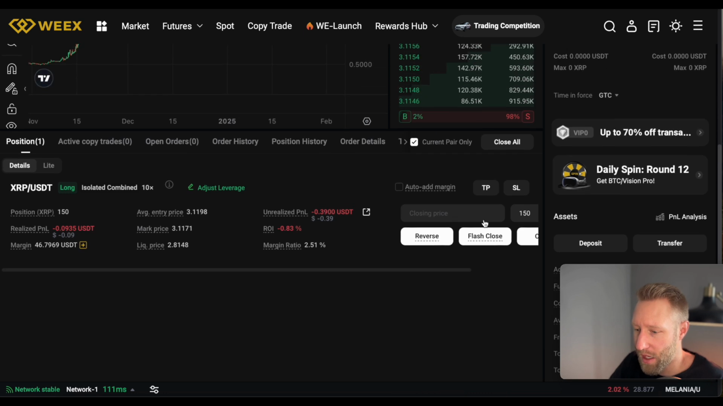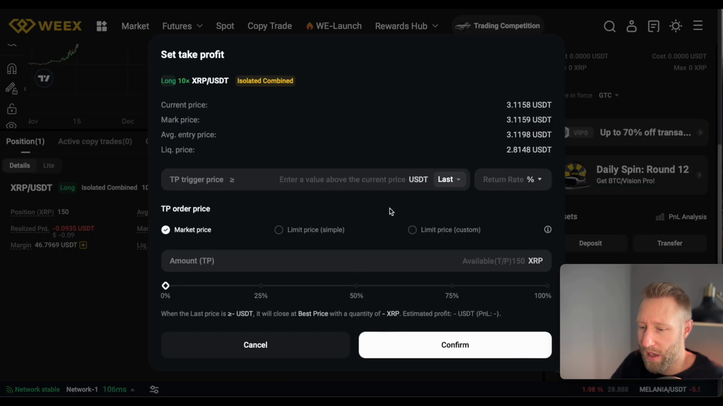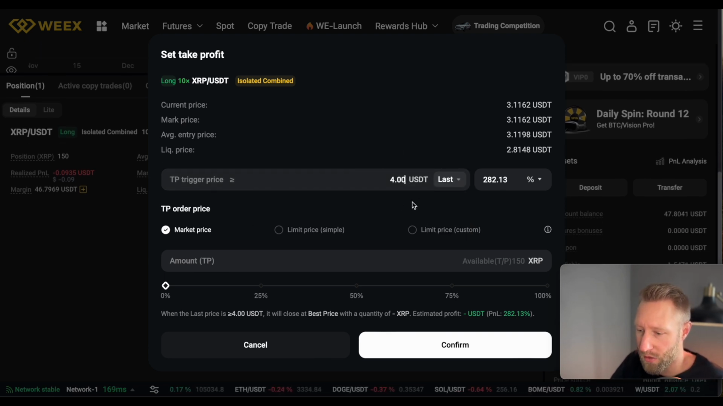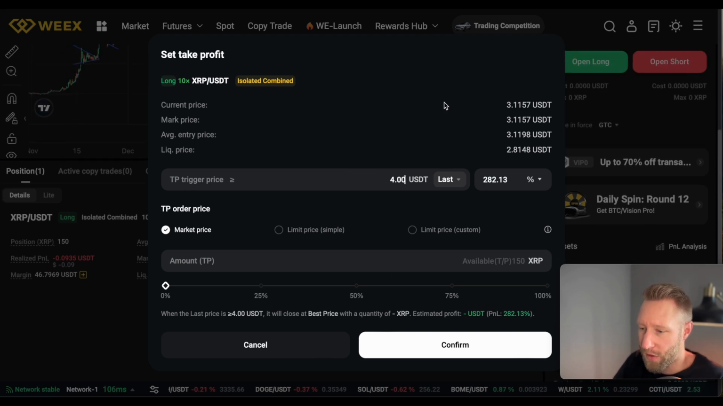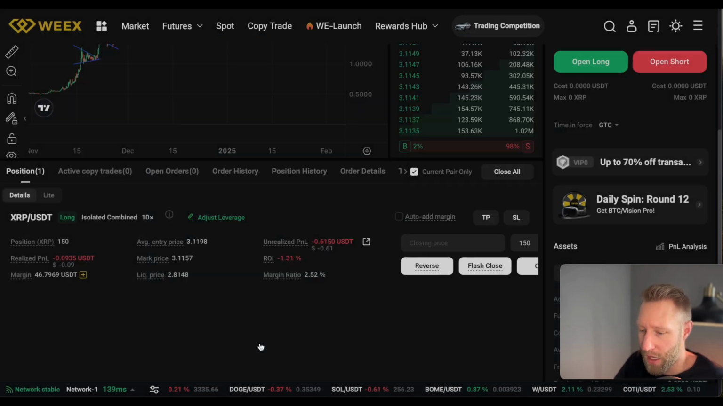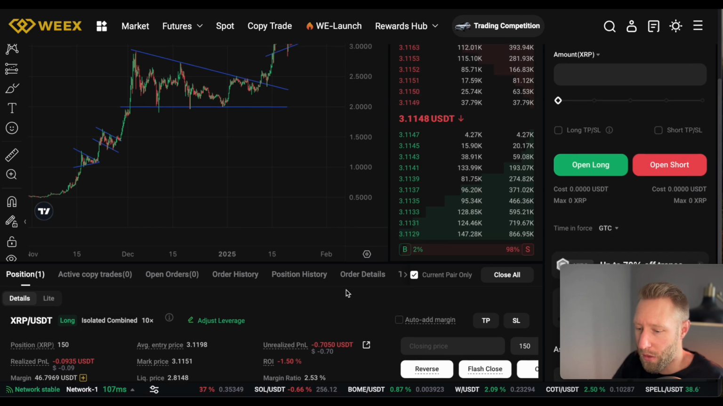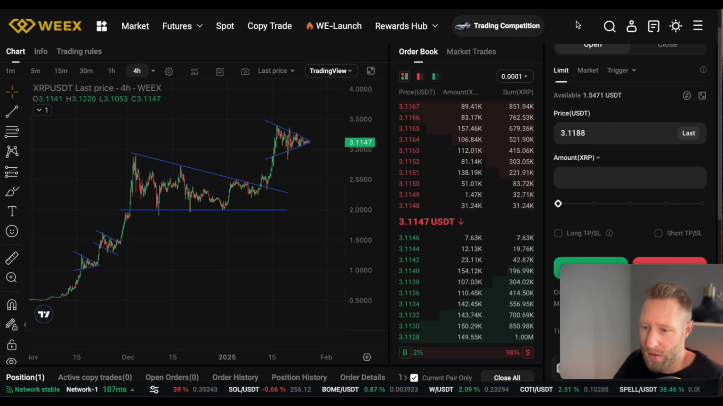I can also set a take profit here as well. Let's say that XRP goes up to $4 and I want to take profit when it reaches that level. You can go ahead and type in that price right here at market, and so once it hits $4, it'll go ahead and close that position, and that's going to be a gain here of 282%. And so that's definitely something that's useful moving forward. I highly recommend using the stop loss and take profit if you are opening positions with leverage. That helps lower your risk with opening these positions.